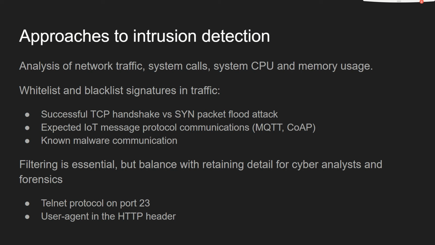An example whitelist signature would be a successful Transmission Control Protocol, TCP, handshake, versus a blacklist signature where you have that same handshake supposedly trying to happen, but the attacker is flooding the server with synchronization packets that are part of that TCP handshake. So you're looking at what's the expected function of a protocol and what is anomalous behavior. The blacklist signatures would also include known malware communications.